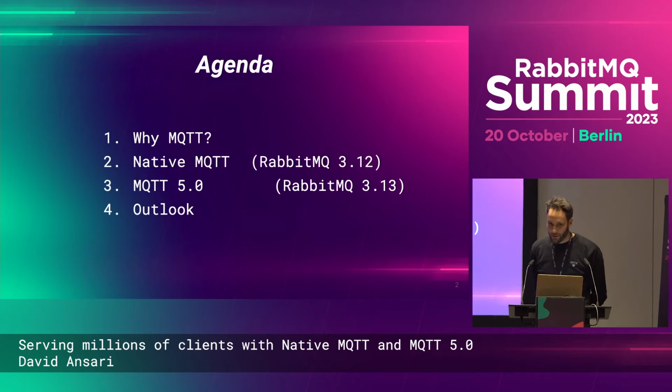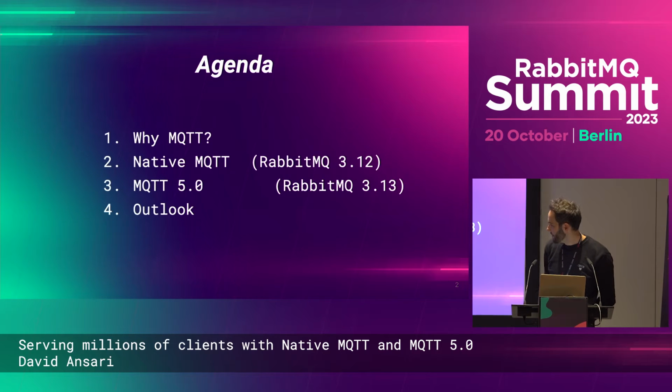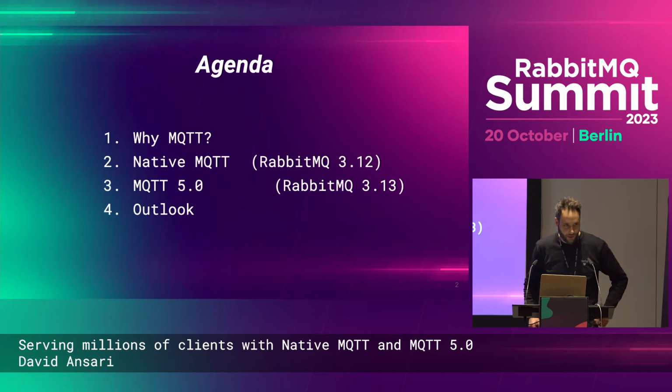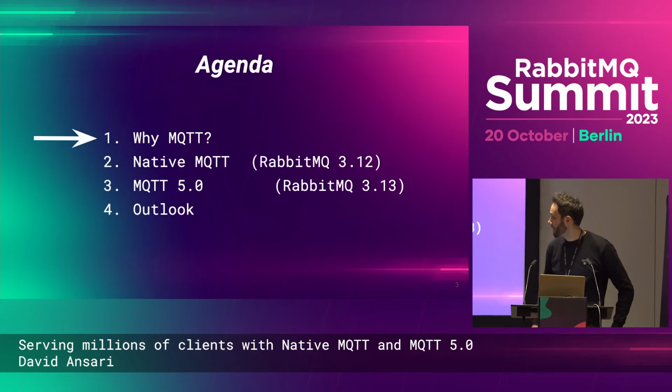So this is the agenda. We first give a very short introduction of what MQTT is. Not everyone might be aware. Many people have heard of it, but maybe don't understand why it actually exists. Then we talk about Native MQTT, which shipped in 3.12, and then about MQTT 5, which will ship in 3.13.